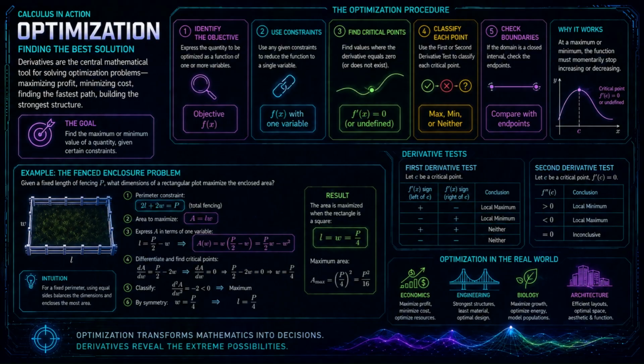A classic example is the fenced enclosure problem. Given a fixed length of fencing, what dimensions of a rectangular plot maximize the enclosed area? If the total fencing is P, and the rectangle has length L and width W, the perimeter constraint gives 2L plus 2W equals P. Expressing area A equals L times W in terms of one variable and differentiating gives dA over dW equals P over 2 minus 2W. Set equal to 0, this yields W equals P over 4. By symmetry, L equals W. The optimal rectangle is a square.